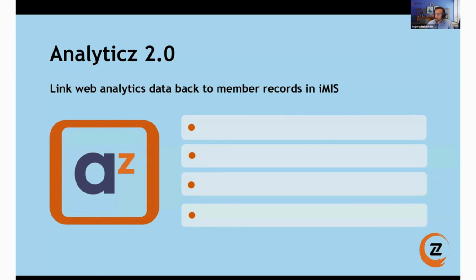Secondly, there's no early warning system for disengaged members. Membership teams typically only find out a member is disengaged when they don't renew. Web behavior is almost always ignored.